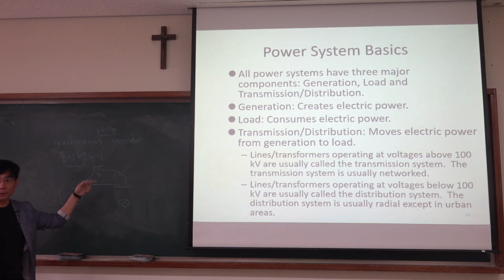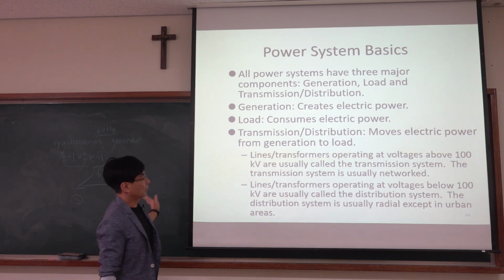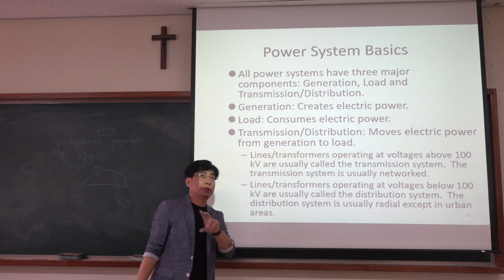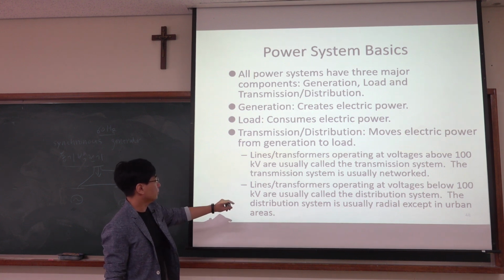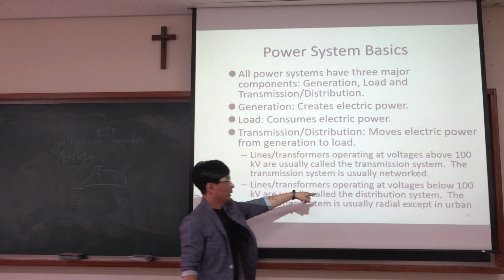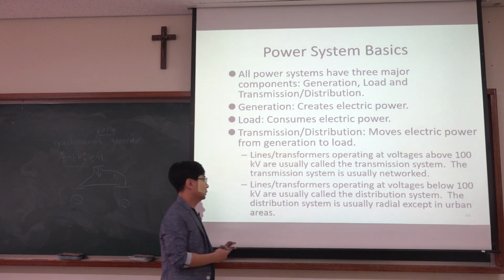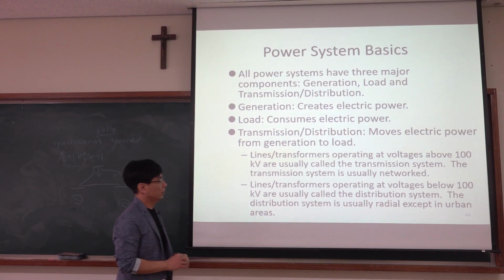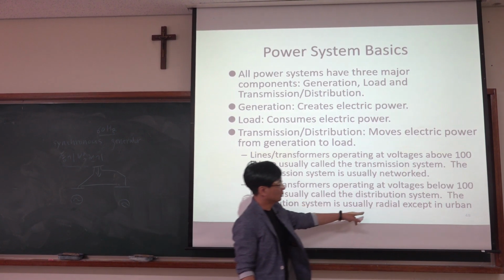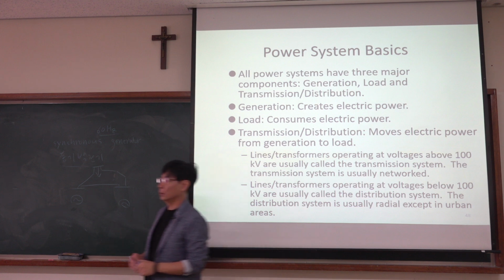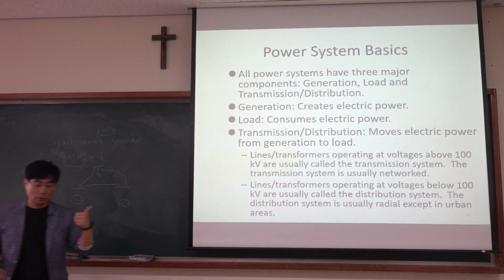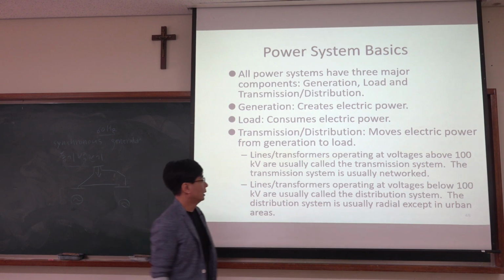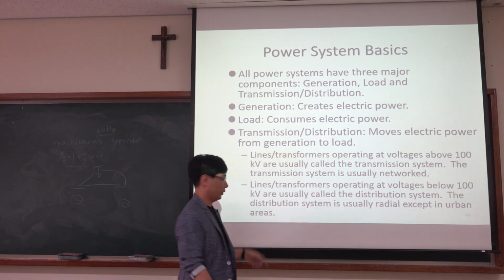We have a loop, okay? For the transmission network, transmission system, this is typical. But for the distribution system, the lines and transformers operating at voltage below 100 kilovolt are usually called the distribution system. And distribution system is usually radial or tree topology. Okay? So in radial topology or tree topology, there is no loop. Okay? Except in urban area.